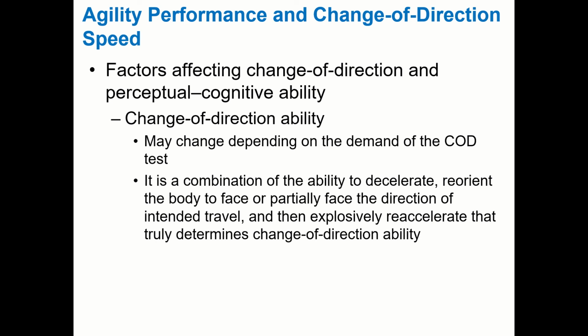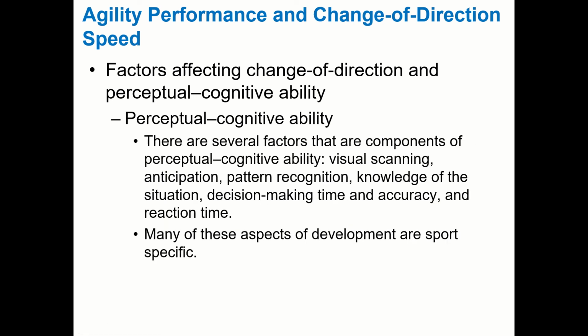So change of direction ability, the second bullet point here, kind of defines it. It's the ability to decelerate, so to slow yourself down, to reorient yourself, so to turn to your left, for example, to face that direction, and then explosively reaccelerate in that direction. That is what a change of direction is.